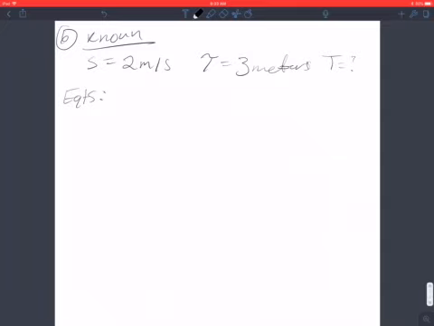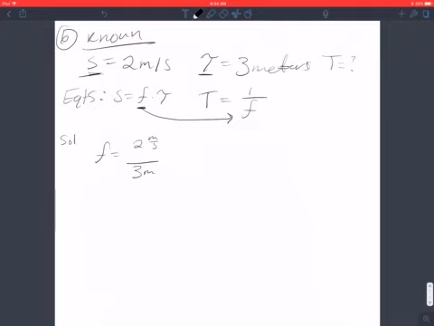Now, we know this equation for speed. And for our time period, we see that it is 1 over the frequency. Now, we can solve for this and then plug it in right there. So let's see, we know the speed and the wavelength. So now we can say frequency equals 2 meters per second divided by 3 meters. These meters will cancel out again. And we get 0.67 hertz.